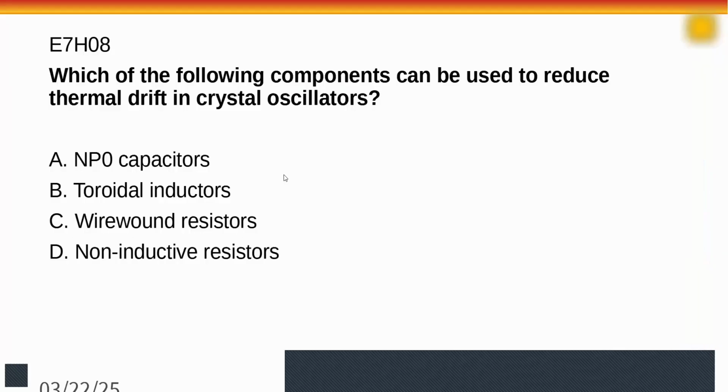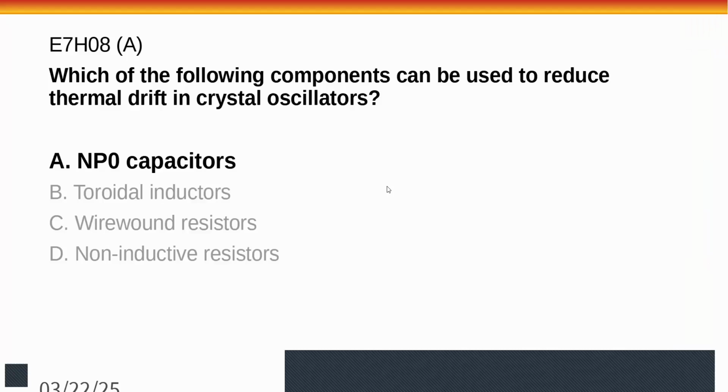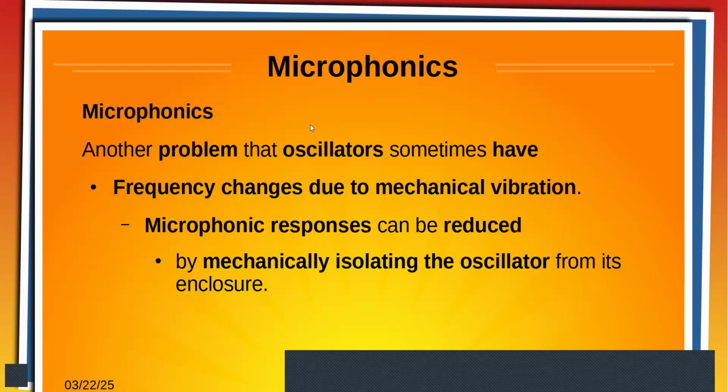Which of the following components can be used to reduce thermal drift in crystal oscillators? Alpha. Maybe alpha? Yeah, could be. Anybody know what MPO stands for?